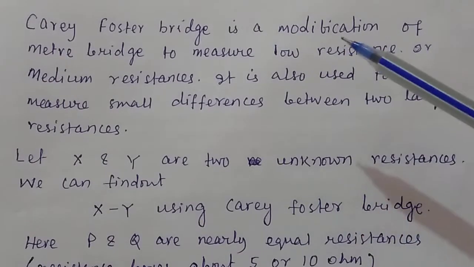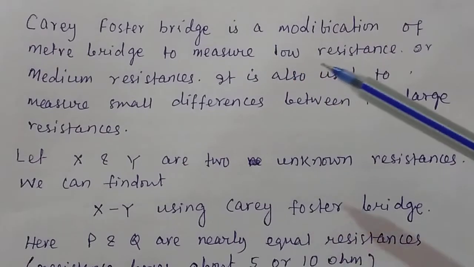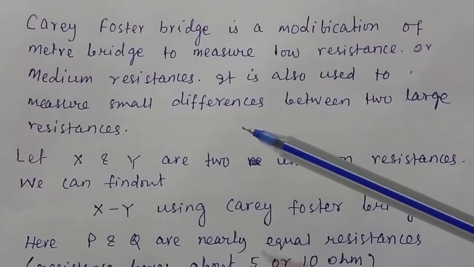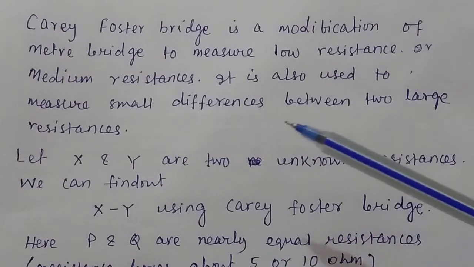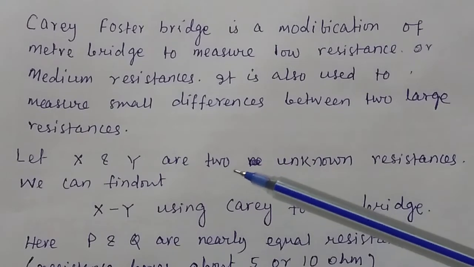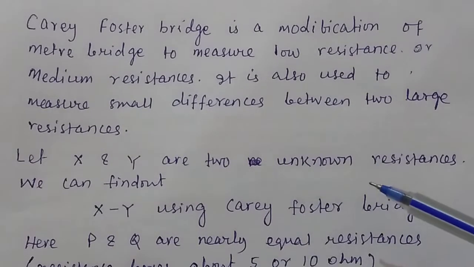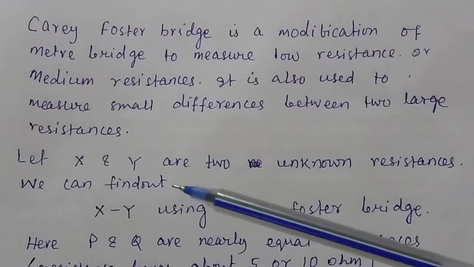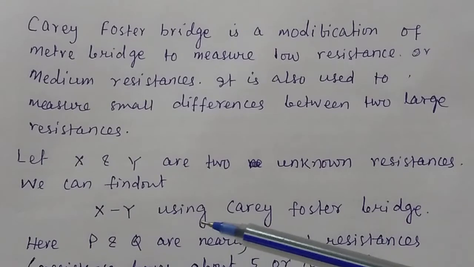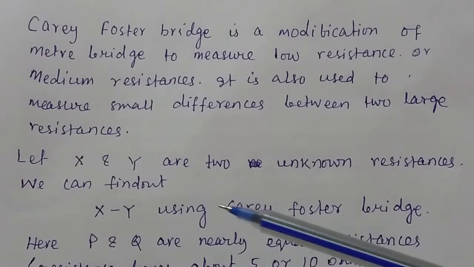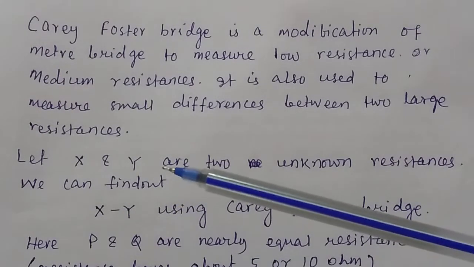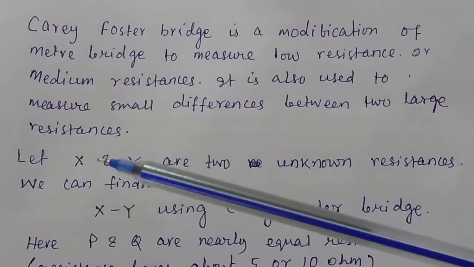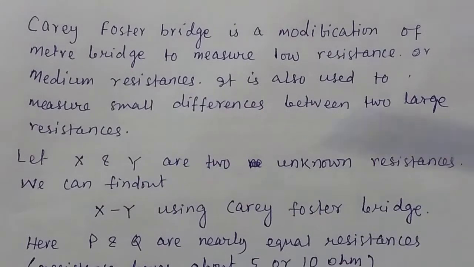Your Carey-Foster's bridge is a modification of the meter bridge to measure low or medium resistances, and it is also used to measure small differences between two large resistances. Suppose X and Y are two unknown resistances, and we want to find the difference between the two, X minus Y, using Carey-Foster's bridge. Or you can also measure the resistance of the small resistance X or Y individually.